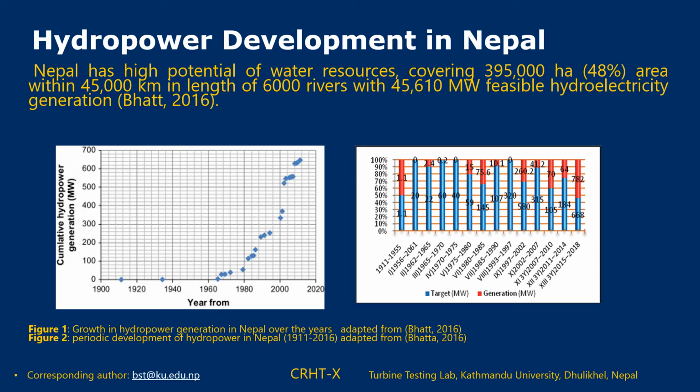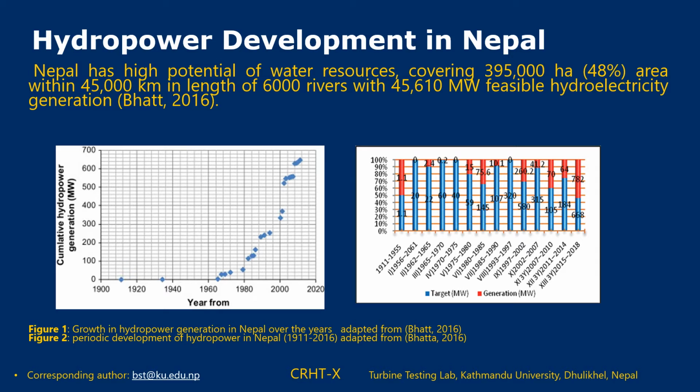Before I move into the main topic, let me guide you through hydropower development in Nepal. As we all know, Nepal has a high potential of water resources, it is capable of producing up to 46,000 megawatt of feasible hydroelectricity power generation. And if we see the graph in figure 1, we can see that hydropower electricity generation started around 1960-65, and after that it's gradually increasing.